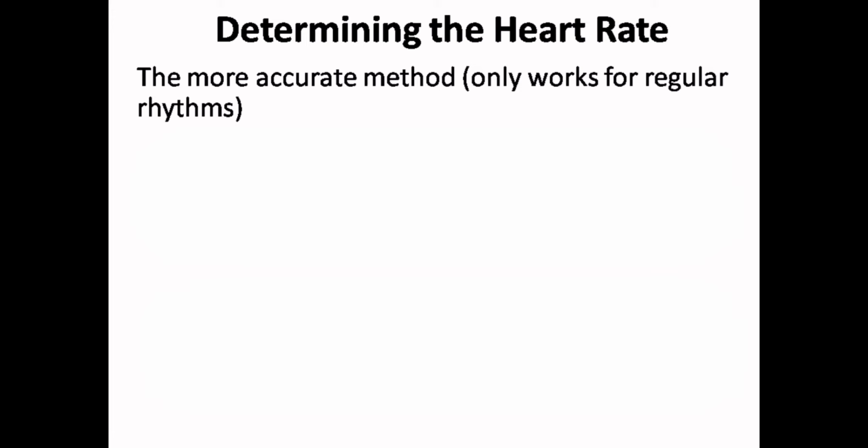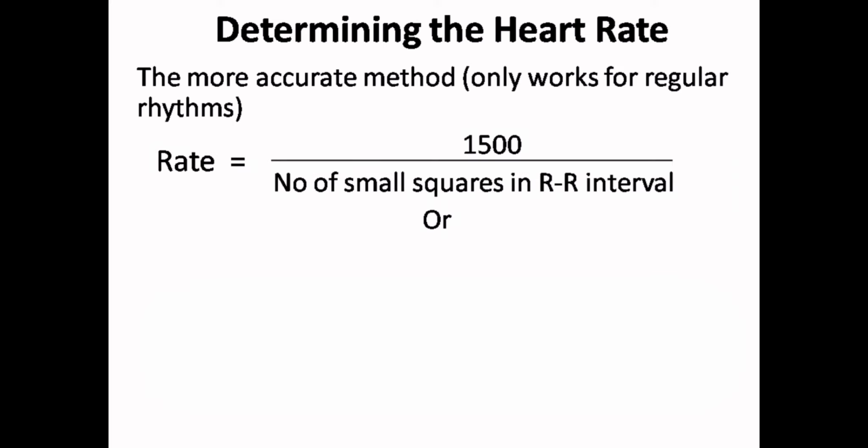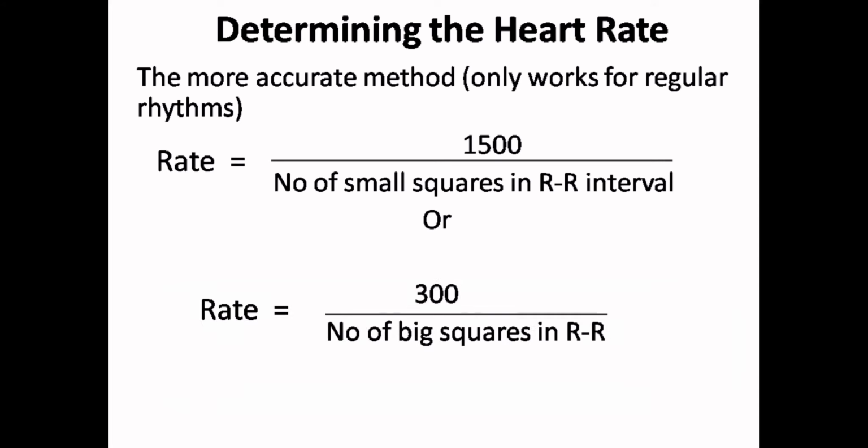So we do a calculation by looking at the ECG. The small squares between the RR intervals are counted, and 1500 divided by the number of small squares between RR intervals gives us the rate, or 300 divided by the number of big squares gives us the heart rate. The 1500 is the number of small squares in 1 minute, and the 300 is the number of big squares in 1 minute.